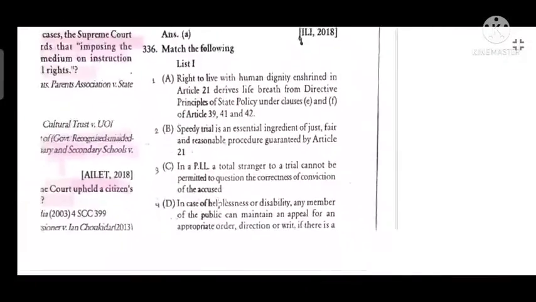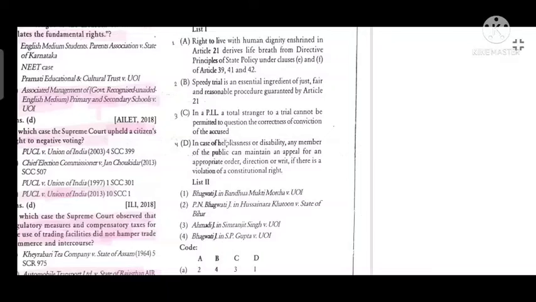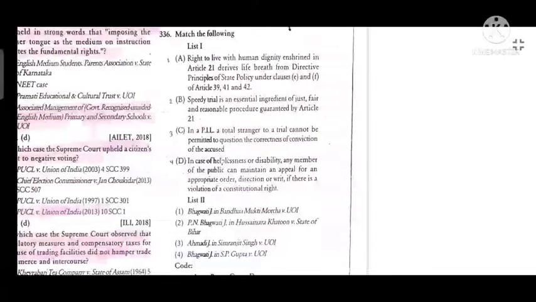Match the list. Right to live with human dignity enshrined in Article 21 derives its life breath from the directive principles of state policy in clauses E and F of Article 39, and Articles 41 and 42. Bhagwati J. in Bandhua Mukti Morcha versus Union of India.